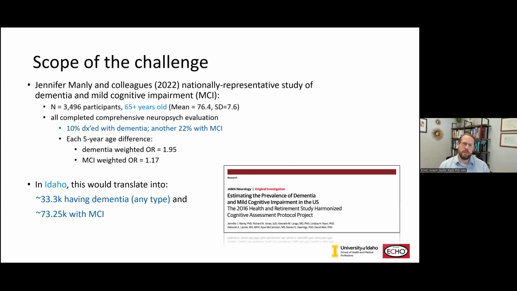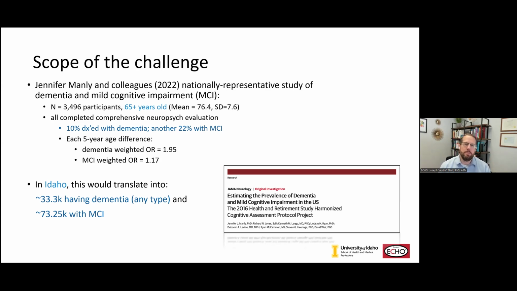What's really lovely about their study is they look at a nationally representative population, and they did extremely rigorous diagnostics to figure out who is a normal aging population versus MCI versus dementia. Applying those figures to Idaho's population specifically, we can pretty accurately estimate that about 33,000 Idahoans are living with a dementia of any type. I think that number seems familiar from what's being put out by the state. However, notice that over 73,000 more Idahoans are living with MCI.